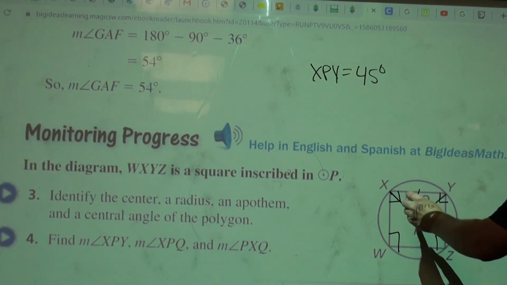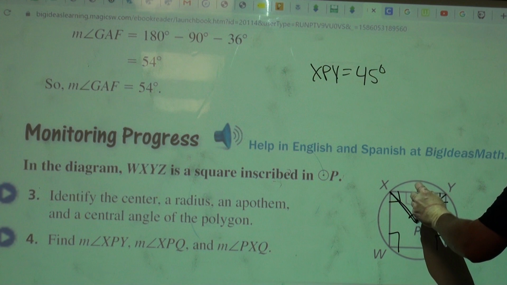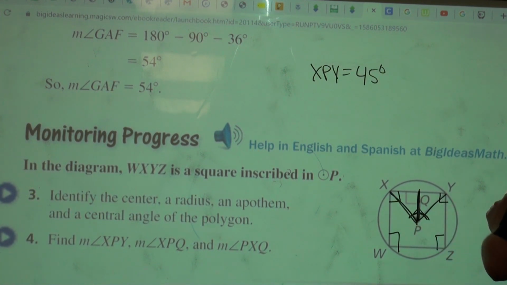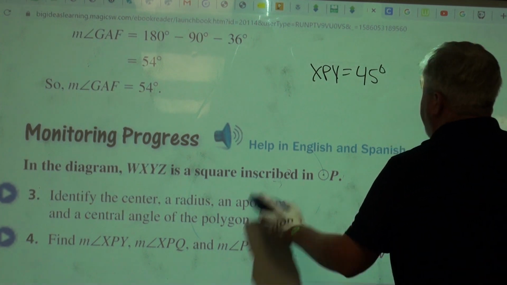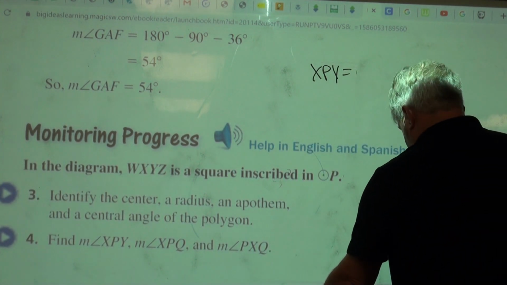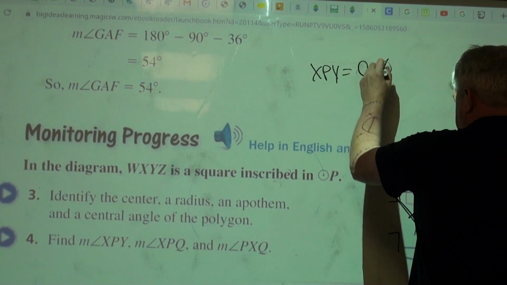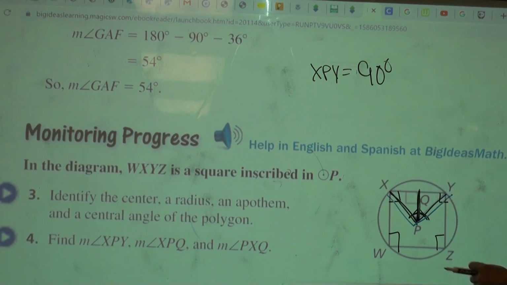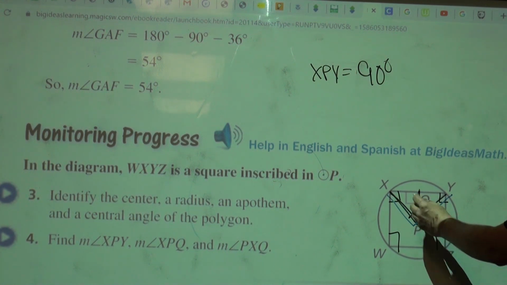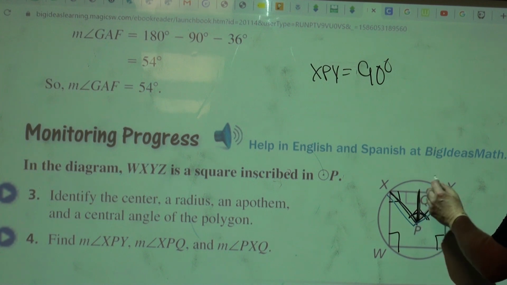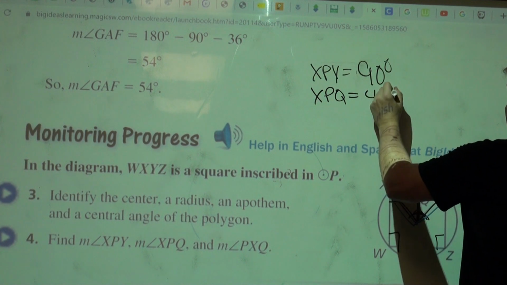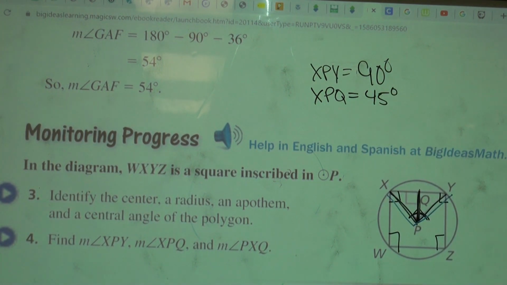XPQ. Right there. Well, if XPY equals 90. Let me change that. XPY equals 90. This entire angle, XPY, forms 90 degrees because it's a triangle, I mean a square. All right. XPQ, because there's an apothem here, cuts that in half. XPQ equals 45 degrees. And PXQ.